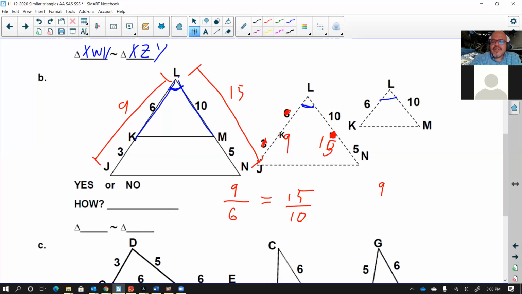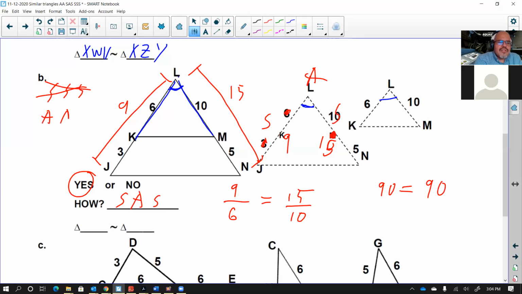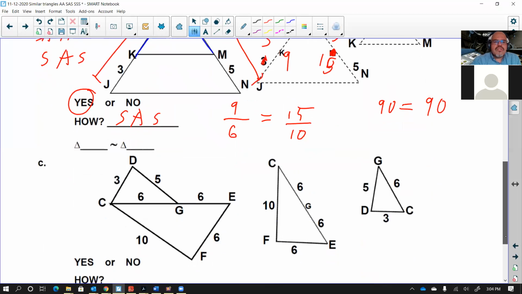6 times 15 is 90. And 9 times 10 is also 90. So yes, these two are similar because of that. And we did it by side, angle, side similarity. Can't be side, side, side because we don't have a third side. Can't be angle, angle similarity because we don't have any other angles. So it has to be side, angle, side similarity. Otherwise, it'd be none. No similarity.